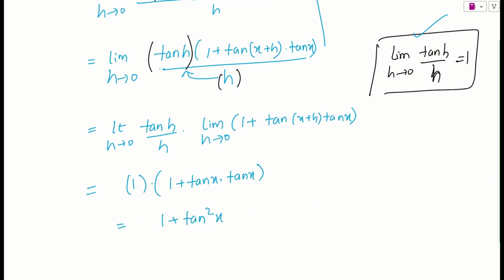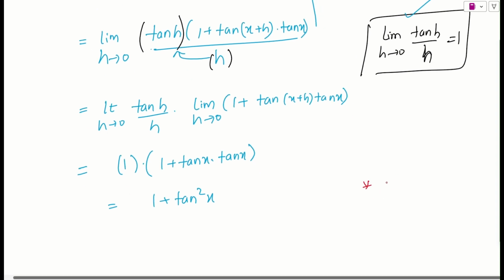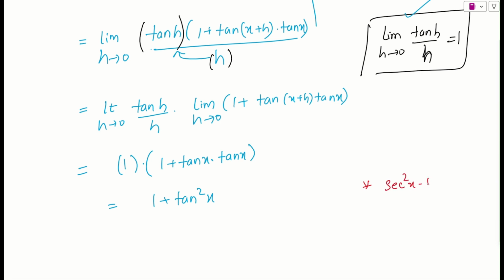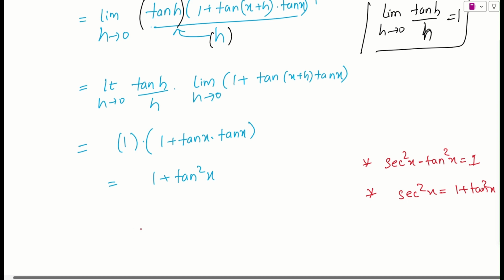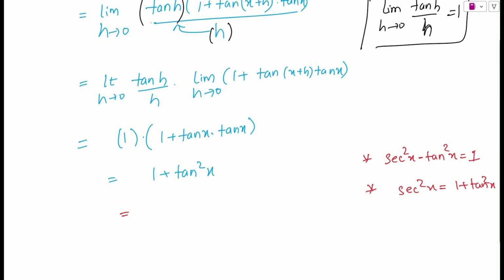Is it okay? If you see trigonometry, we have a formula. What is the formula? Like a second important trigonometry formula: secant square of x minus tan square of x will be what? Always equal to 1. Are you getting my point here? Simply send the tan to the other side. From this I can say secant square of x is equal to 1 plus tan square x. Is it okay? So I'll be applying it here. What is 1 plus tan square? I'll replace it simply with secant square of x.